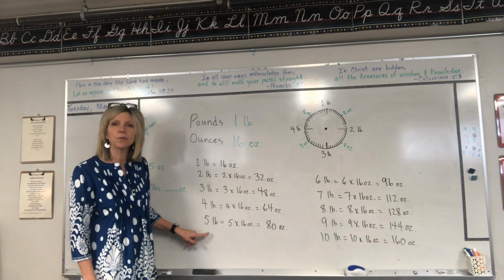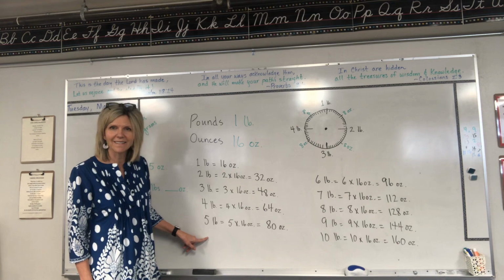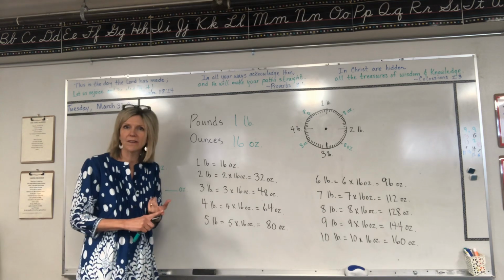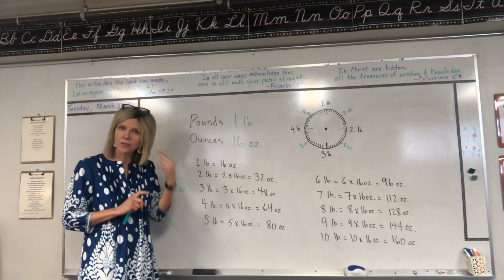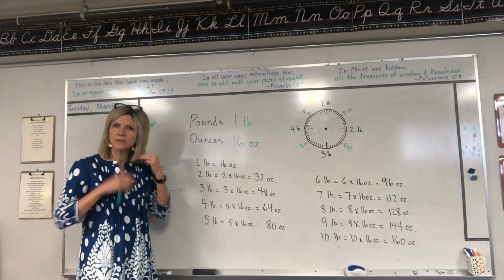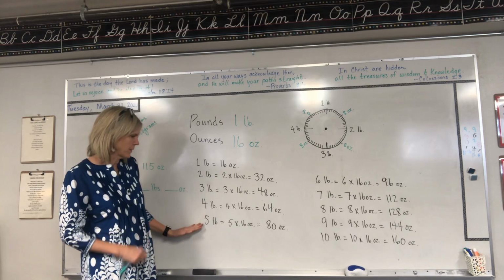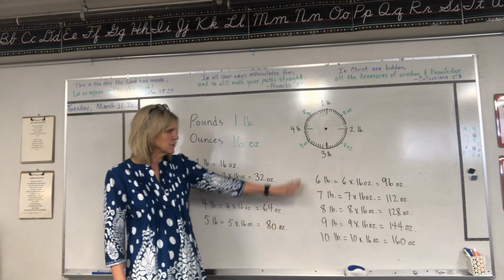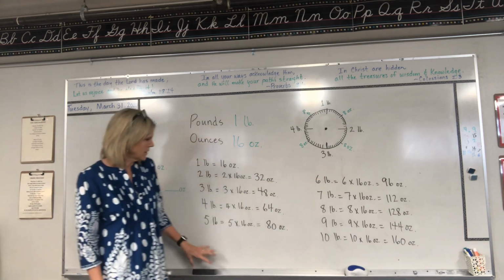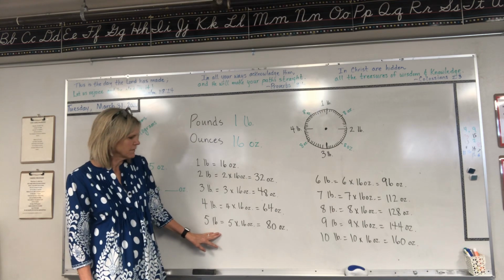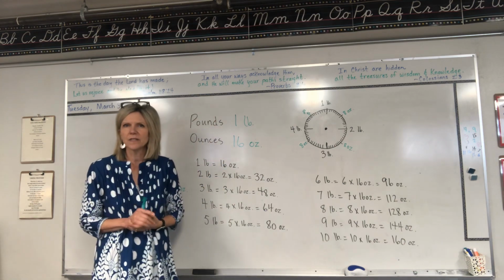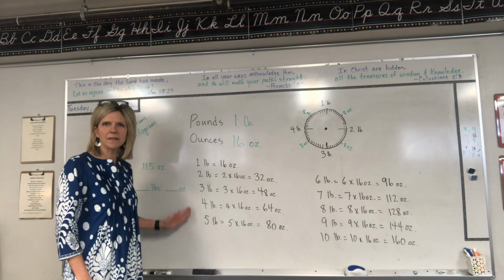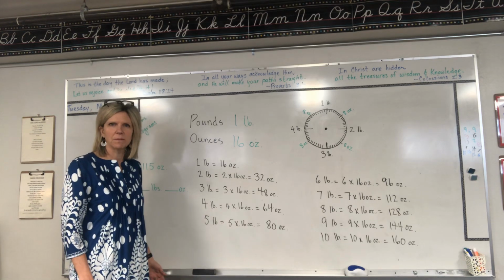5 pounds, well, we're going to multiply it by 16, right? Because 1 pound is 16 ounces. 2 pounds would be 2 times 16. 3 pounds, 3 times 16, and so forth. Okay, and so there's all the configurations of 16 ounces multiplied all the way up to 10 pounds. So I would pause your video and I would write this down, all right? Take the time to do that.